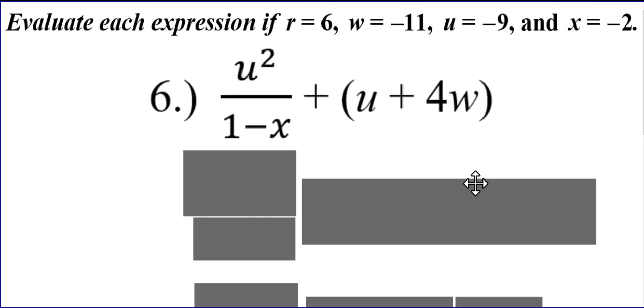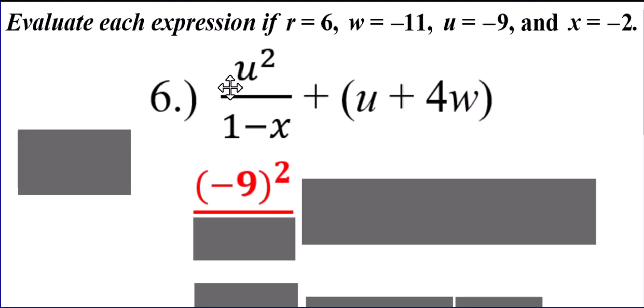And finally, problem number 6, the granddaddy of them all. Let's see how you did. U to the second is negative 9 to the second. Did you put that negative in parentheses? I talked about this on the multiplication and division of integers guided notes. When you take a negative number to a power, the negative number must be in parentheses. That is not optional.